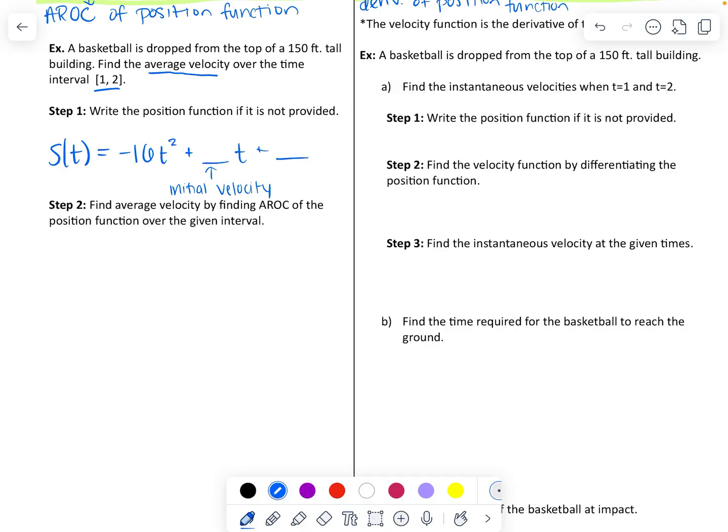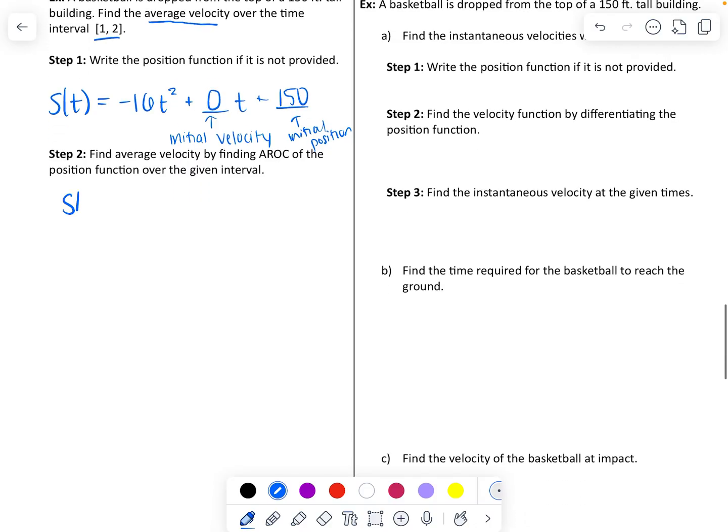If you are dropping an object, okay, the initial velocity is 0 because you are not throwing it. It's starting at a velocity of 0 because it's not moving. The initial position is what goes in this last spot. And in this case, that is 150 feet. So that's our function. You don't have to write the plus 0t. We're just putting that in our notes so we remember how we got this function. So I'm going to rewrite the function right here, simplified.